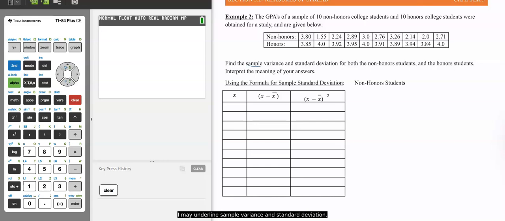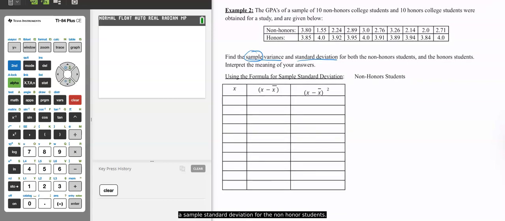So I may underline sample variance and standard deviation, but the biggest thing is it's from a sample. So we're going to be using the formula for sample standard deviation for the non-honor students. I'm first going to write, you will notice the very first column says X values. So that's going to be the actual pieces of data for my non-honor students. So I'm going to write all of my values here. They don't have to be in order since we'll calculate it by hand. Even in the calculator, it doesn't really matter, just as long as we make sure to include all of the values there. So that's my first step.